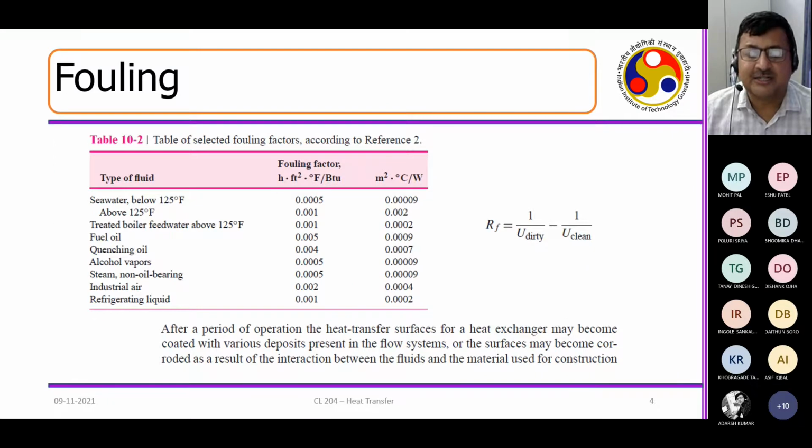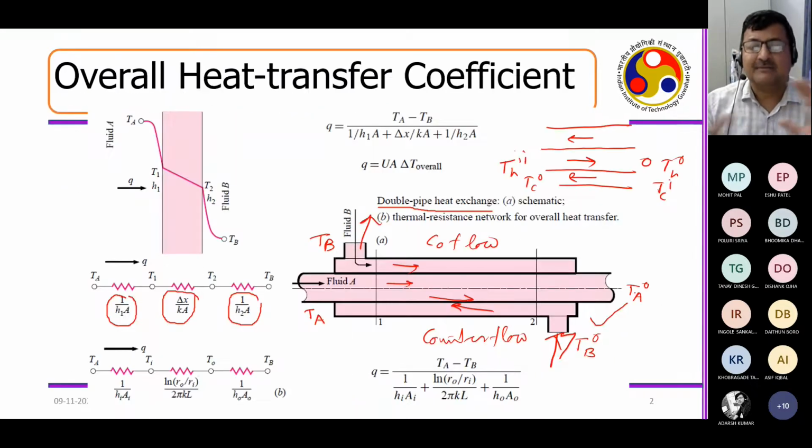One very important factor you should remember: the moment you have this type of heat exchanger, over a period of time you will find there will be some scaling on the pipes. Suppose you have water flowing in a pipe, hot water going on the inside and cold water going on the outside. Because of the hot water and cold water on the walls of this heat exchanger, there will be scaling.